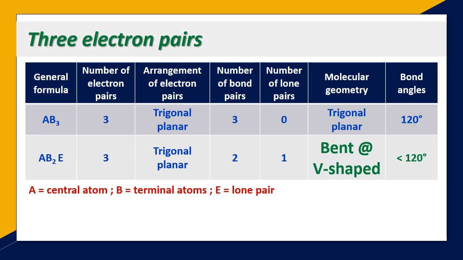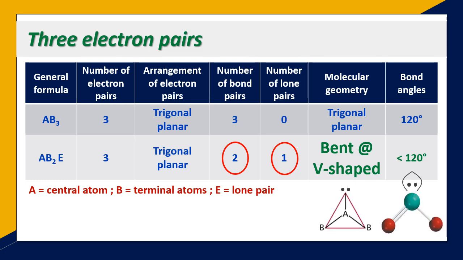Considering the central atom of a molecule that is surrounded by three electron pairs, in which two of the electron pairs are bonding pairs, while one of them is a lone pair, we produce a bent shape or a V shape. The bond angle will reduce to less than 120 degrees.